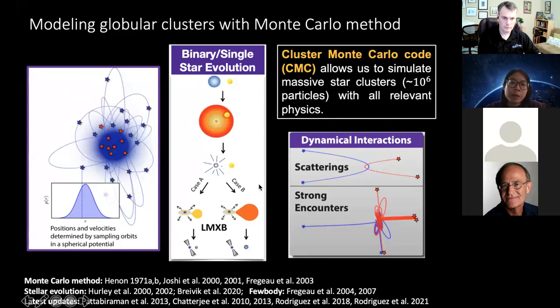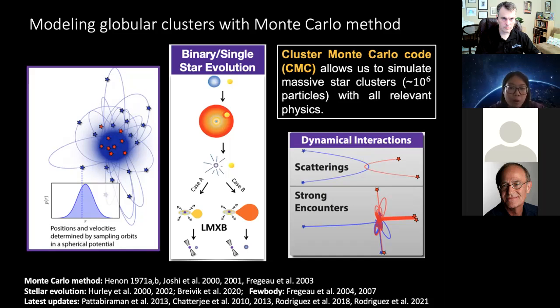And to model globular clusters and the pulsars within, I use the Cluster Monte Carlo code, also called CMC. CMC has been developed by many people from our group for about 2 decades now. It has a star-by-star realization where N particles represent N stars in a spherical potential. The stars' initial positions and velocities are, in general, sampled from a distribution, and the masses of the stars are drawn from a realistic initial mass spectrum.